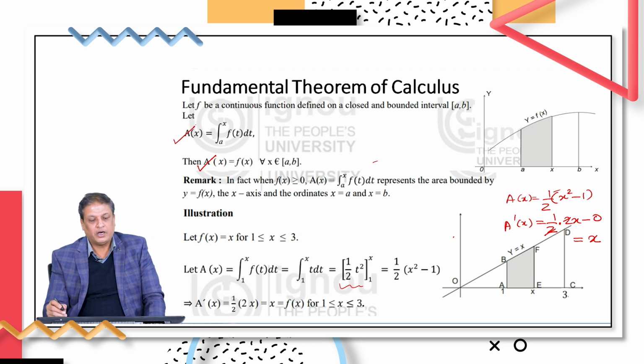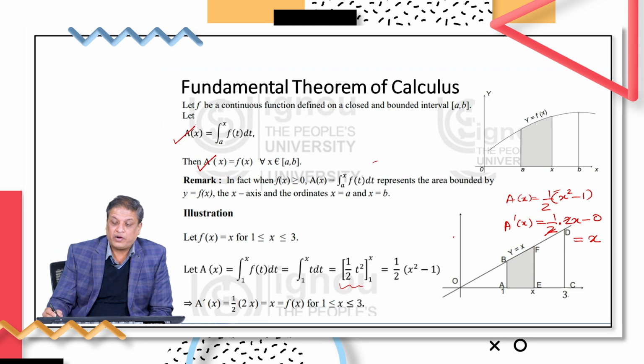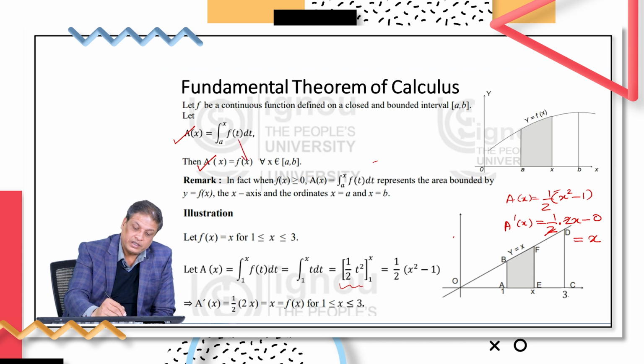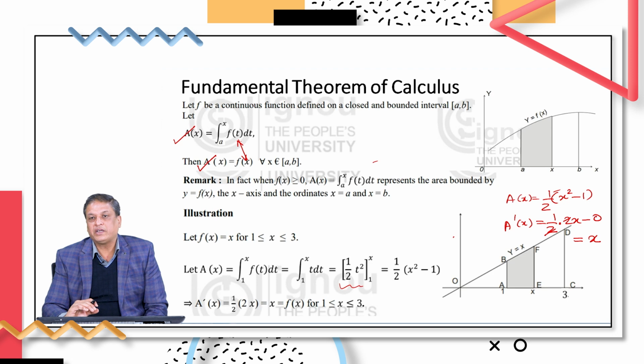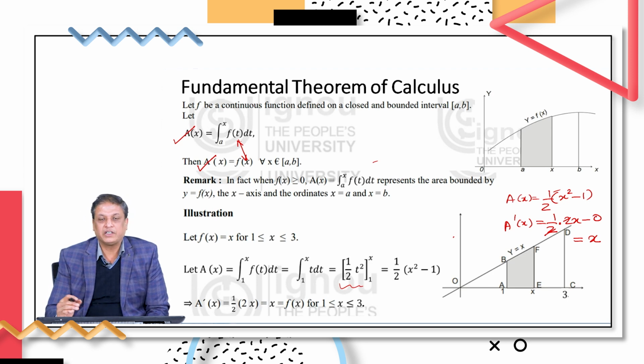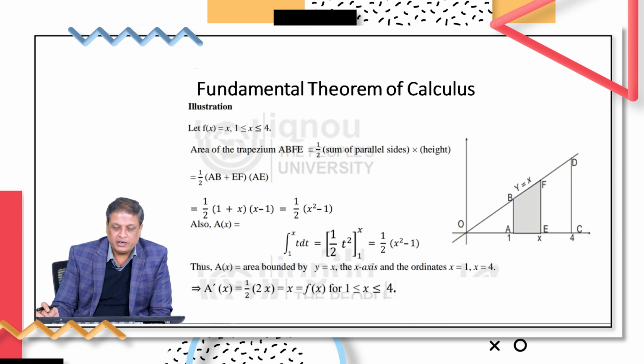So, the statement is true: if f is a continuous function defined on a closed bounded interval a to b, then the integral from a to x of f(t) dt, which is equal to A(x), has a derivative that is the function itself. That means integration and differentiation are opposite to one another. Integration is the antiderivative and differentiation is the anti-integral, and they are related to the area under the curve.